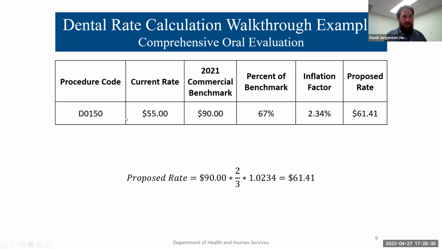So to go back to our comprehensive oral evaluation example, since we had a commercial benchmark available, we first looked at that benchmark. We took 67% of that benchmark. And then one of our recommendations was also to inflate the benchmark, since it was based on historical data. We are recommending to add an inflation adjustment of 2.34%, and that got us to a recommended rate of $61.41.